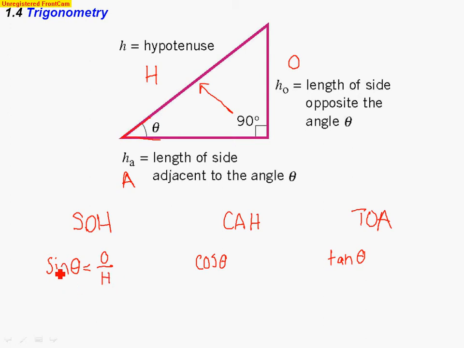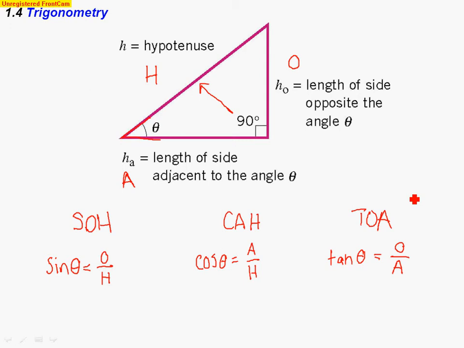So this means if you take the sine of the angle theta, it will give you a number that's equal to the opposite side divided by the hypotenuse. The others work the same way. So cosine theta is equal to A over H, adjacent over hypotenuse. If we take this side divided by this side, we'll get a number that's the same as if we take the cosine of this angle. For tangent, we have TOA, so that gives us opposite divided by adjacent.